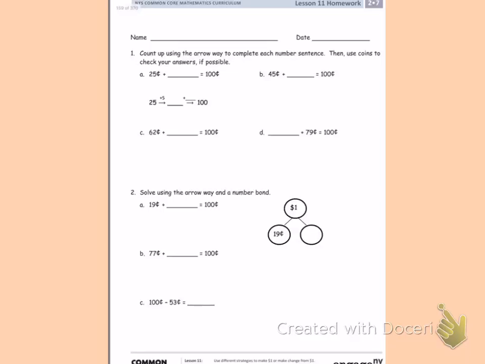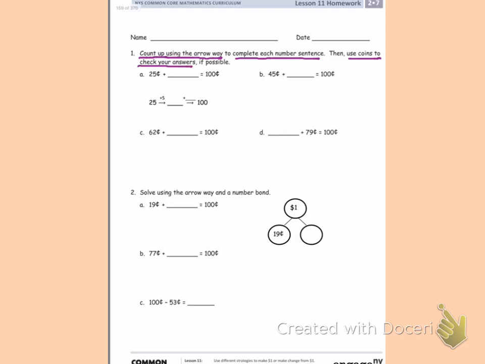Module 7, Lesson 11's objective is to use different strategies to make $1 or make change from $1. Item 1 says, count up using the arrow way to complete each number sentence. Then, use coins to check your answer, if possible. I'll go ahead and underline those important details. Count up using the arrow way. Complete each number sentence. Use coins to check your answers.